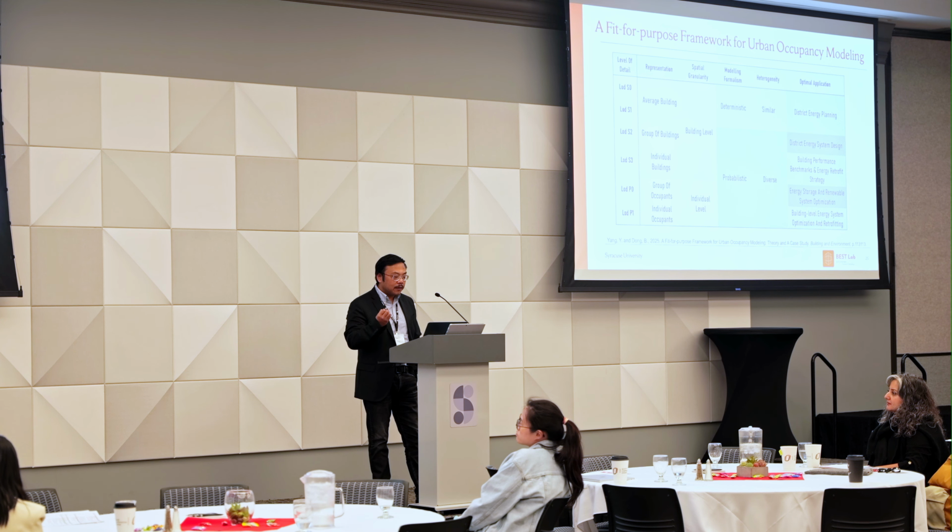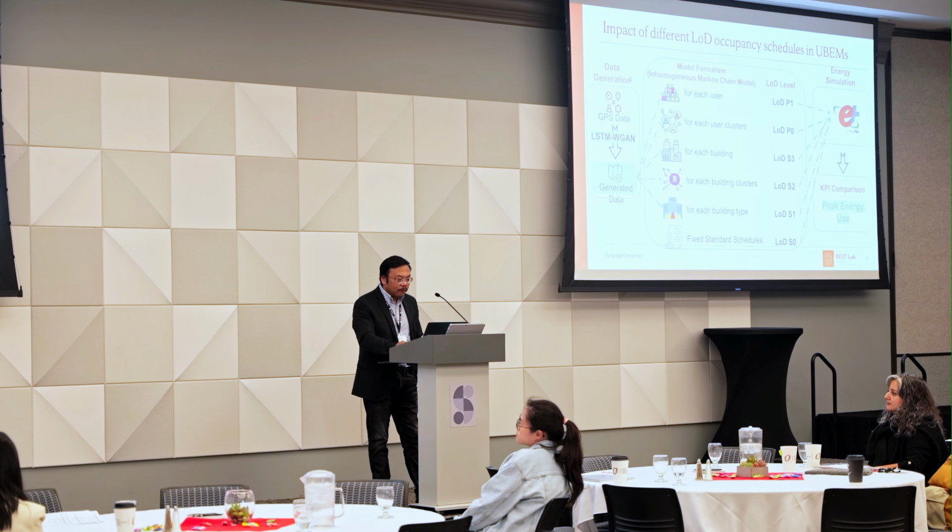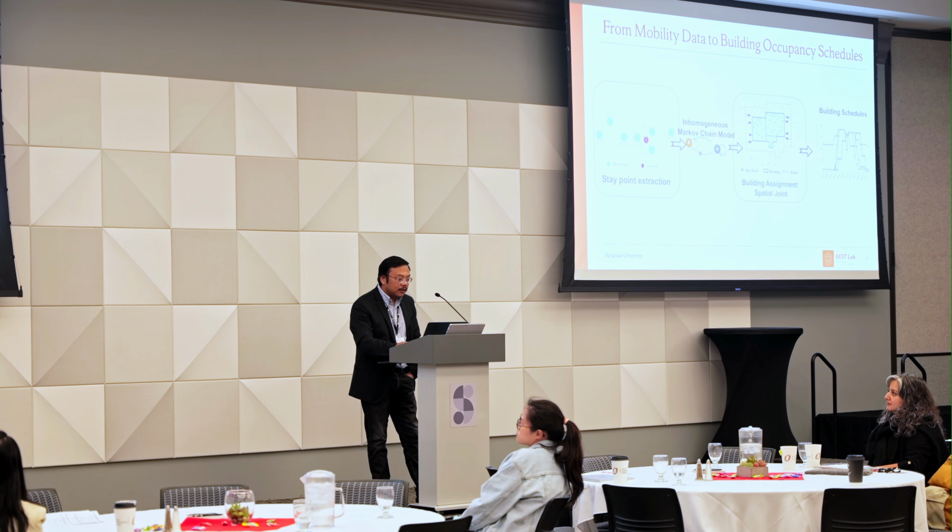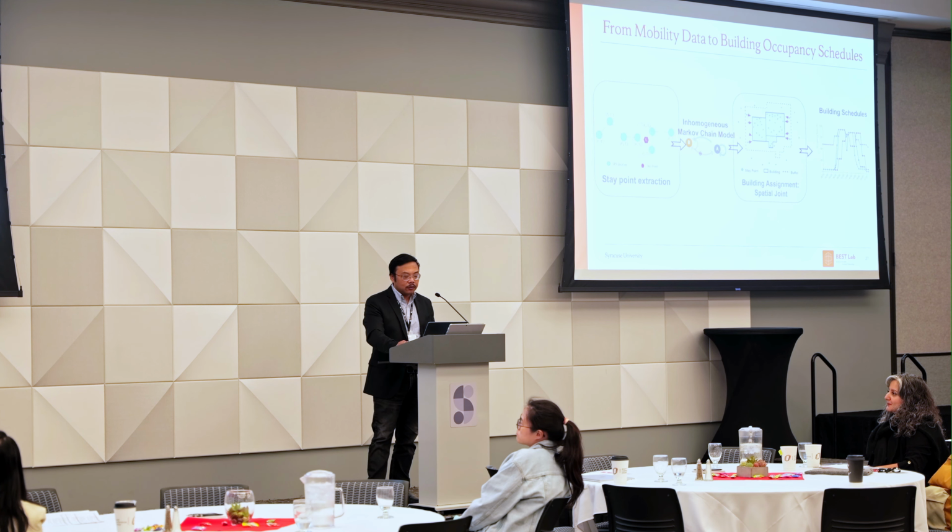Like I said, it is the most comprehensive behavior. So from this, what we did is we use GPS data, and also, in order to generate a 100% dataset, we use a GAN model, which is a generative AI model, to generate the data for the whole population of a certain area. And then for each of the levels of detail, we generate different schedules and look at how those schedules impact the ultimate results of the energy simulation. So this is how we convert from mobile data to the building occupant schedule.